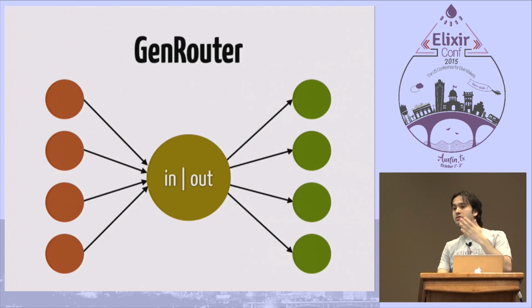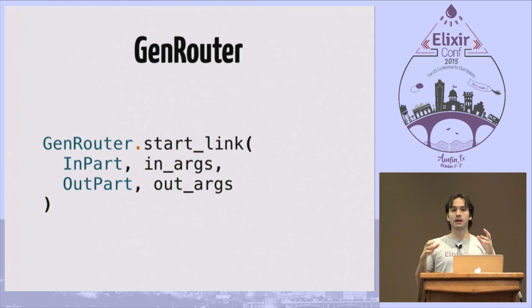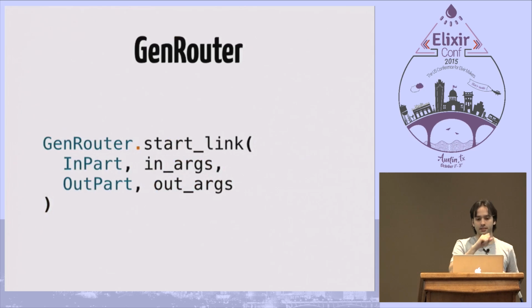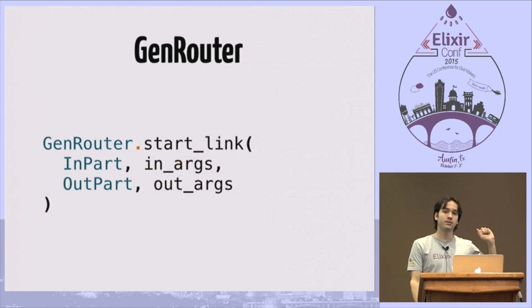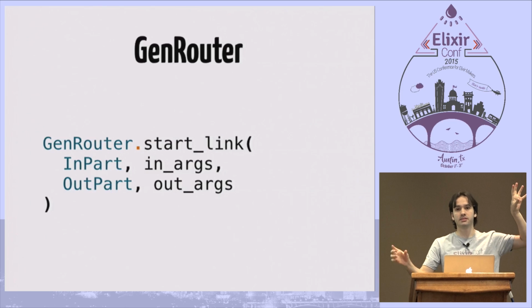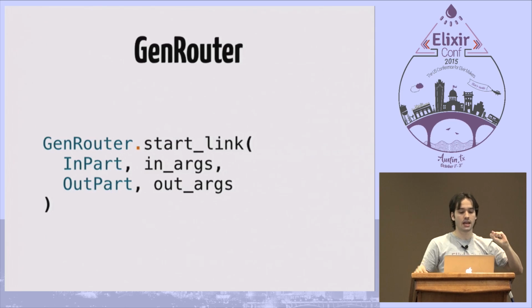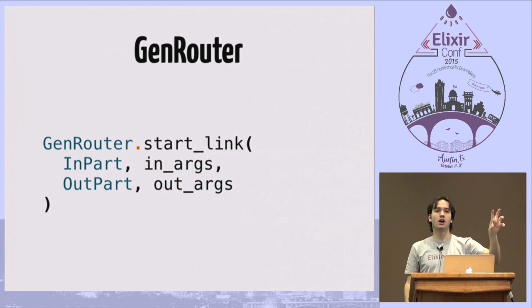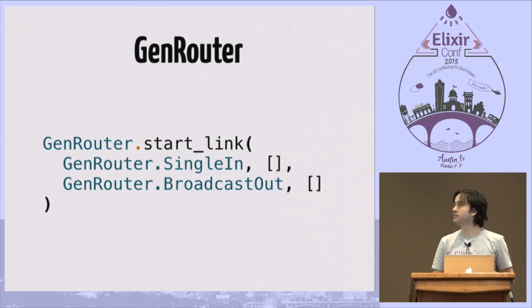So how would you start a GenRouter? You would give it the implementation of those two parts. So I'm going to say GenRouter.start_link. I'm going to give the implementation of the in part, maybe some arguments I want to give for the in part, and then the out part, the implementation of the out part, and the arguments I want to give. For example, I could have this.